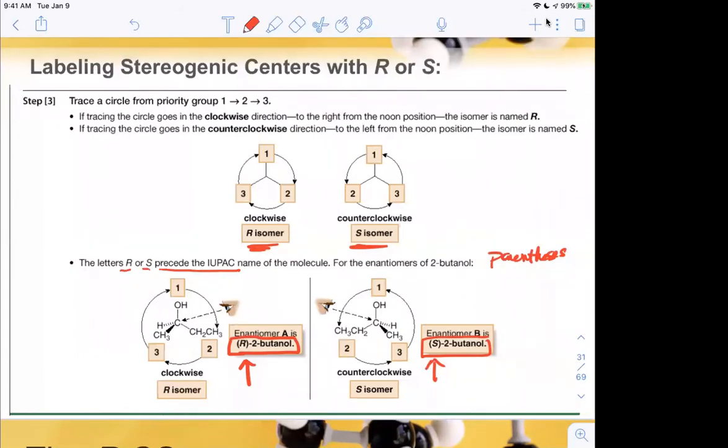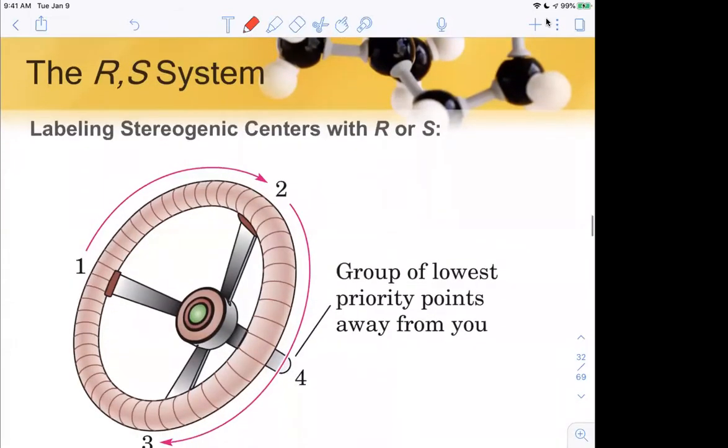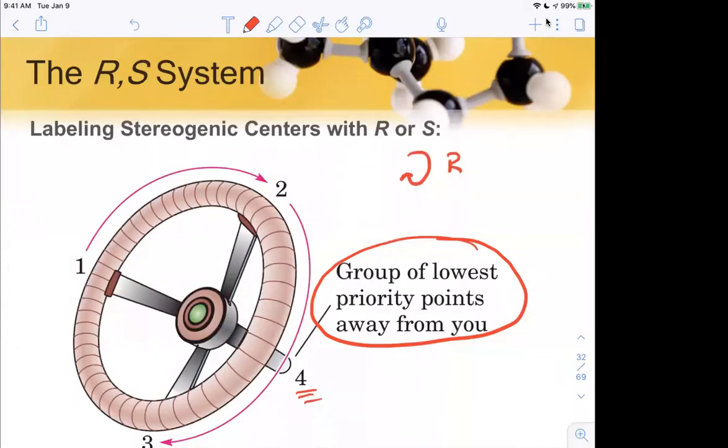So drawing these from these names is something that you're going to need to do, and that's actually a little harder than assigning configuration. So the key to this all is the group of lowest priority is going to point away from me, and I'm really going to look at my 1, 2, 3 groups like they're spokes on a steering wheel. Clockwise is going to be R, counterclockwise is going to be S. You need really to make models to do this and become very proficient at it.